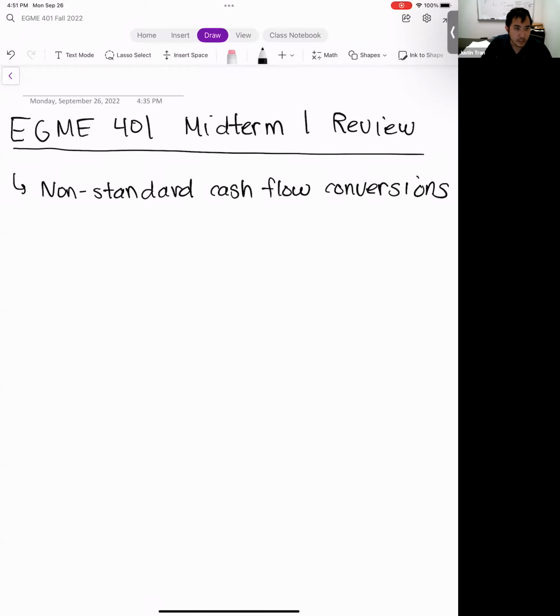Okay, so let's quickly review what I mean by non-standard cash flow conversions. These are basically any time that you need to convert between 2 different forms of cash flow, but they're not in the standard form, hence the name. The reason they're called non-standard cash flow conversions is that most of the time you can't convert the cash flows in just a single step. You're going to have to do multiple conversions multiplied by each other in order to get the conversion that you want.